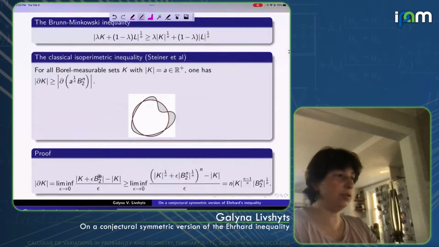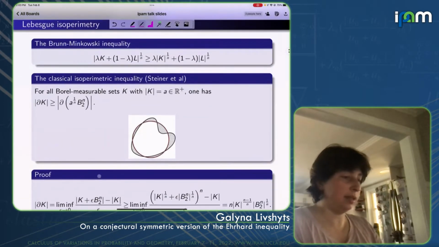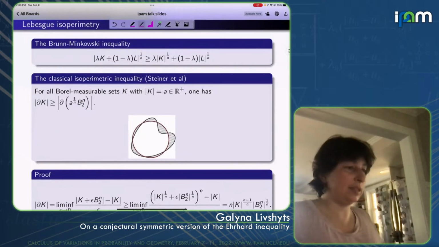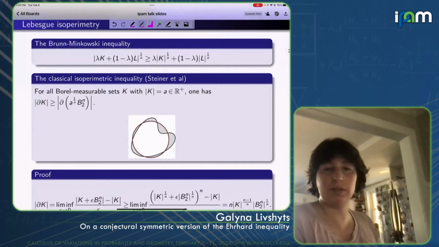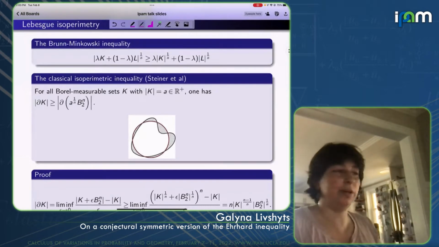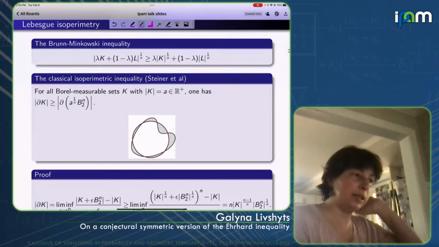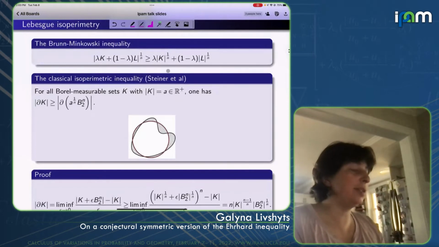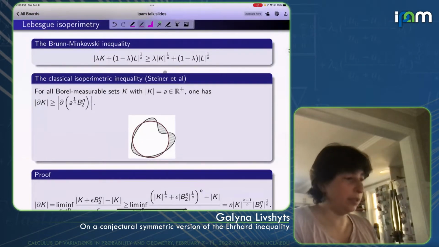Let me remind you about the Lebesgue isoperimetric inequality. It's something very classical. One of probably the best proofs of that is by the Minkowski inequality written here at the top, that we also learned about in Rand's talk earlier. So this is the Minkowski inequality. It tells us that the volume is 1 over n concave in the Minkowski addition.